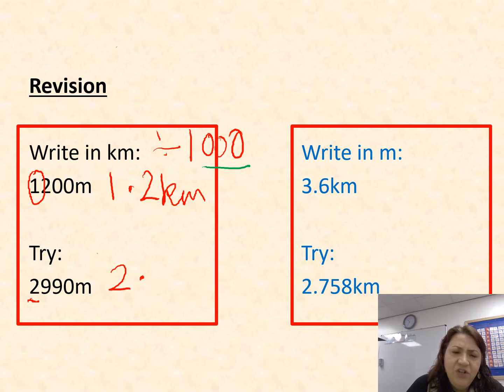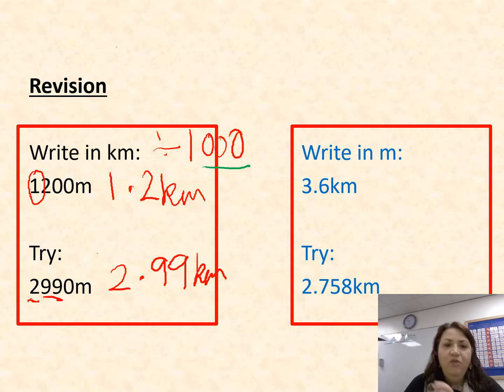Without using a place value chart, what do you think it will be? 2 point what? It doesn't go up to 3,000, so it can't be 3. 2 point, remember the digits don't change, they just move. So it's going to be 2.99 kilometres. We've got to use both the 9s. You can't get rid of any digits unless it's a 0 that's just going to be used as a placeholder. So we've got to have both those 9s because they would both move 3 places to the right. So it's 2.99.